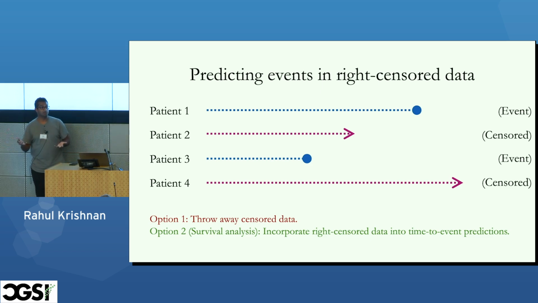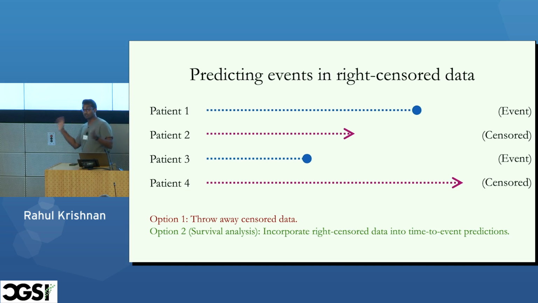The problem is that in most studies, if you're working with a few thousand patients and 500 of them are censored, that's losing a lot of information. And so you want to keep them. And keeping that data while still building predictive models of the outcome of interest is largely what the field of survival analysis is really about. How do we incorporate right-censored data into time-to-event predictions?